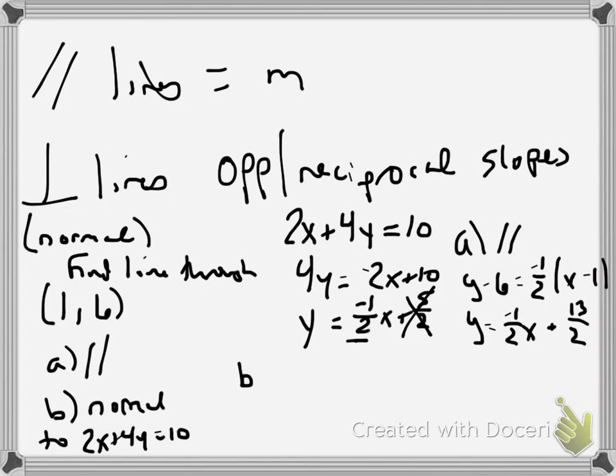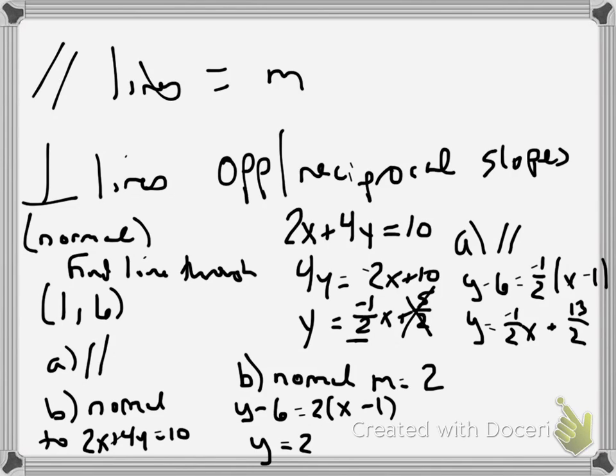Now for part B, I want the normal line. So if 2x + 4y = 10 has a slope of -1/2, the normal slope will be positive 2 over 1, because we flip the fraction and we change the sign. So now we would have y - 6 = 2(x - 1). And again, if you want to solve that for y and put it in slope-intercept form, you would get y = 2x + 4. Okay?